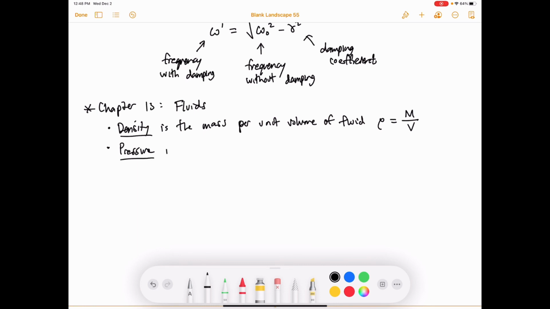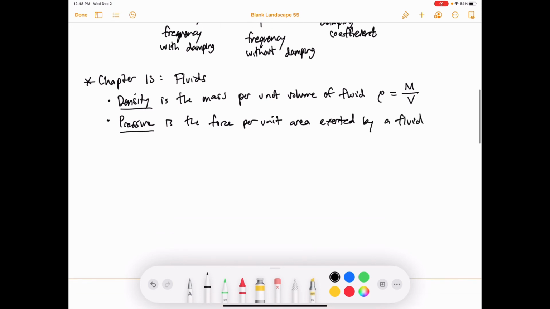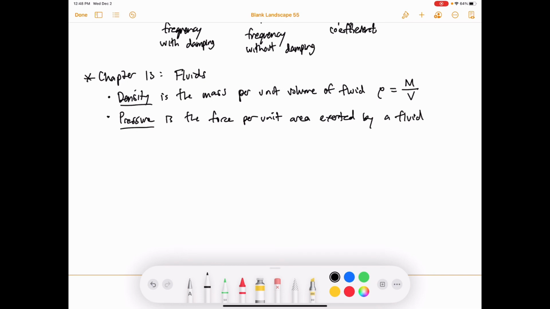Pressure is the force per unit area exerted by a fluid. So the picture you should have in your mind is, if we have some area, there will be a force from the fluid pushing on it. And if we simply take the ratio of that force divided by the area, we'll then have the pressure. So pressure is F divided by A.